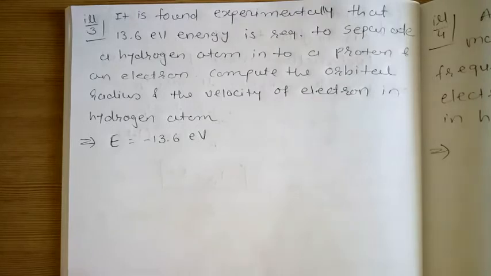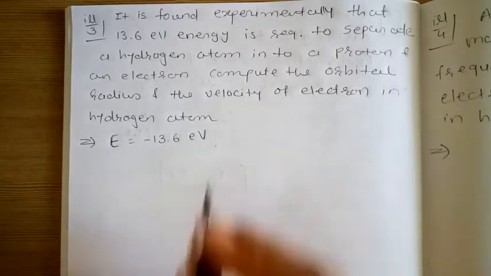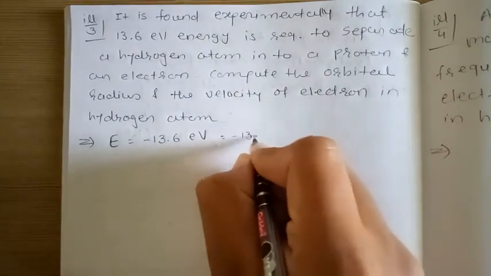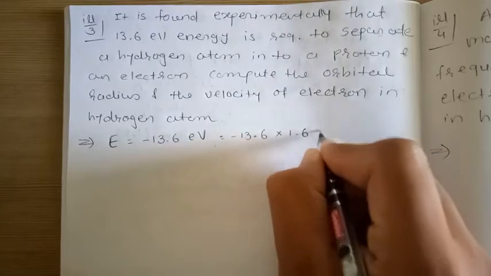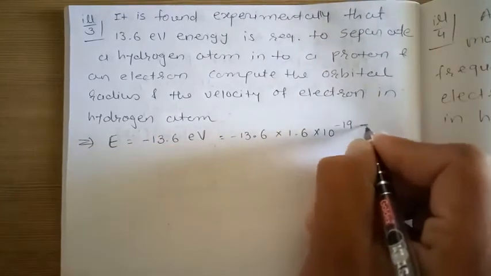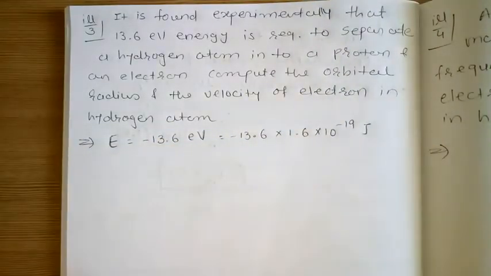So we know that 1 eV is equal to 1.6 into 10 raised to minus 19 joule. So minus 13.6 into 1.6 into 10 raised to minus 19 joule. Now we have to find out the orbital radius and the velocity of hydrogen. We already know the formula of orbital radius. We know that r is equal to minus k e square upon 2E.